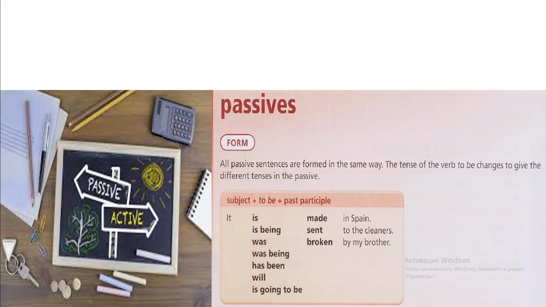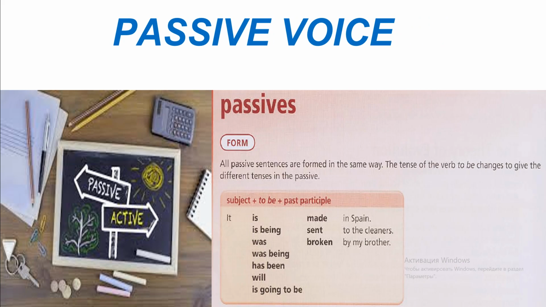Here it is. Passive form. All passive sentences are formed in the same way. The tense of the verb to be changes to give the different tenses in the passive: subject plus to be plus past participle, to or ed at the end. Here it is. It is made in Spain. It is being sent to the cleaners. It was broken by my brother. It was being, it has been broken, stolen, it will, and it is going to be. Again, past participle, to or ed at the end.